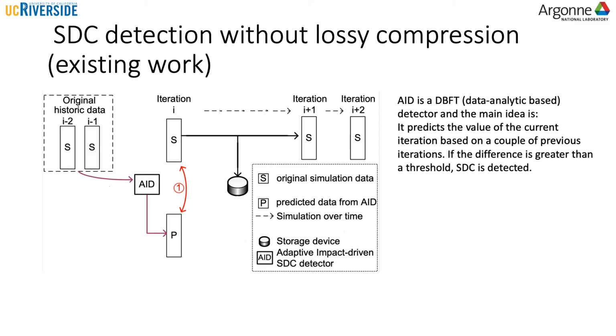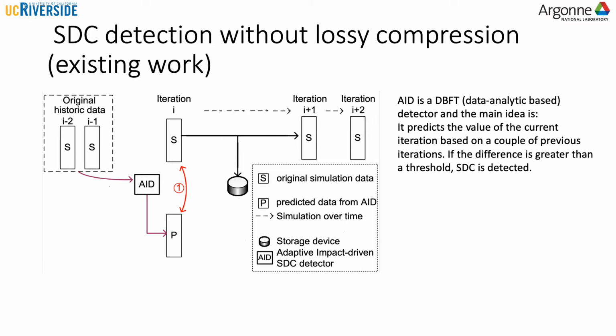To better understand our proposed solution, we think it's necessary to know the existing work first. 8 is one of the data analytic-based SDC detectors. The main idea is that it predicts the value of the current iteration based on a couple of previous iterations. If the difference between the predicted value and the calculated value is beyond some threshold, SDC will be detected. The figure shows what the whole workflow looks like.